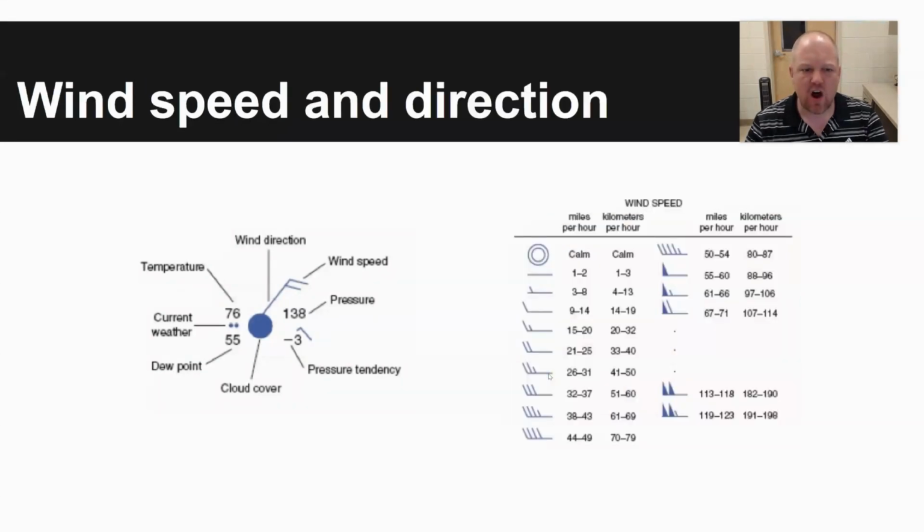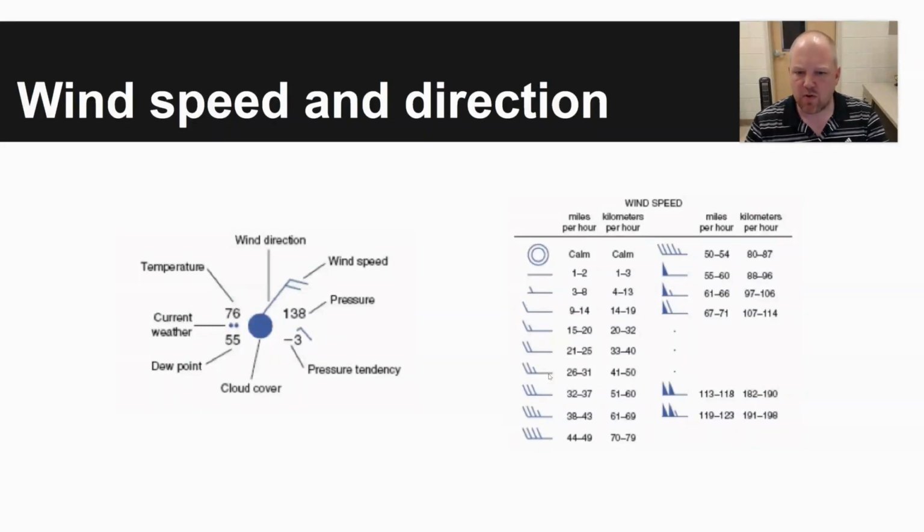Wind speed and direction. Off of that central circle, you have an arrow. That arrow is going to point the direction that wind is blowing. And then you have hanging off of that arrow different bars or different triangles. Those bars or triangles describe the speed of the wind in that particular direction.